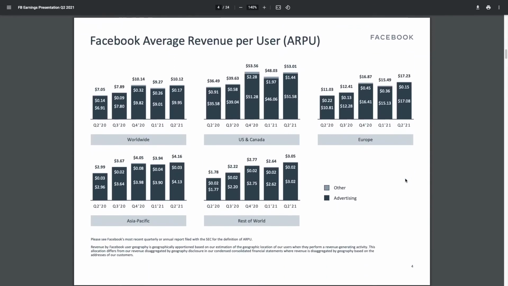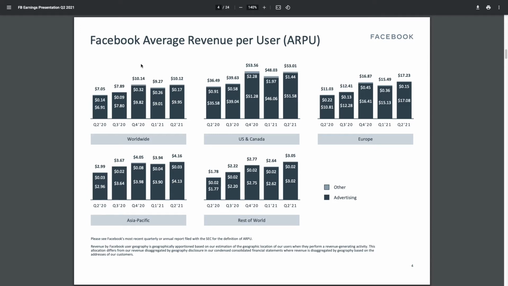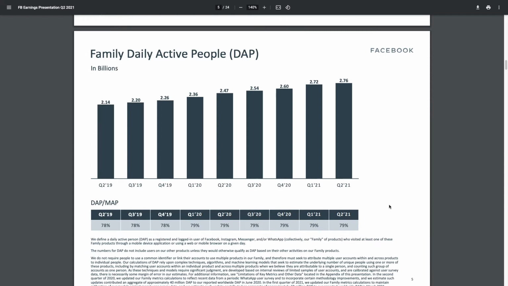And this goes into the revenue, so average revenue per user, which is also known as ARPU. That's one of the important measures that they use to ascertain the revenue per person. I'm not going to dive into great detail now. I just wanted to show you the measures that they use to assess the performance. And then they've got family daily active people. This one is having someone log into at least one of their apps every day. This would be Facebook, Messenger, Instagram, or WhatsApp.